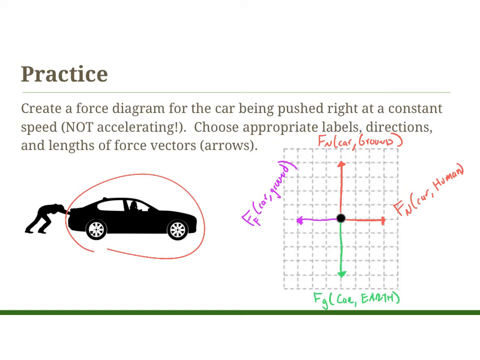And in this case, because the car doesn't rise or fall, it would have the force of gravity and the normal force have the same number of tick marks. And because the car is not accelerating, the normal force of the human pushing on the car and the force of friction on the car by the ground would also have the same number of tick marks.